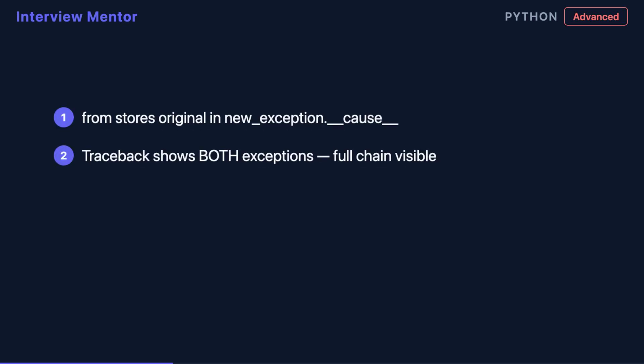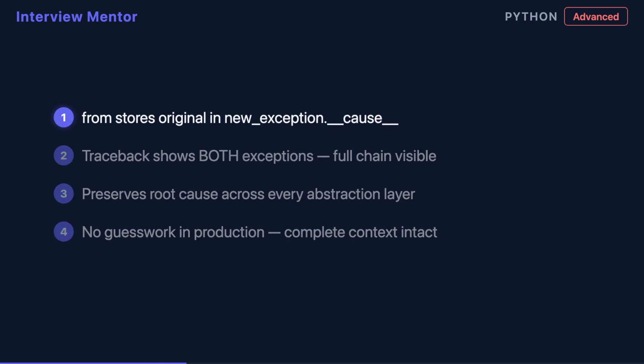When you use from, Python stores the original exception in the new exception's __cause__ attribute. Your traceback then shows both, the high-level database error at the top and the underlying I/O error below it. Every layer of context is preserved. For debugging production issues, this is invaluable. The full chain of events is visible without any guesswork.